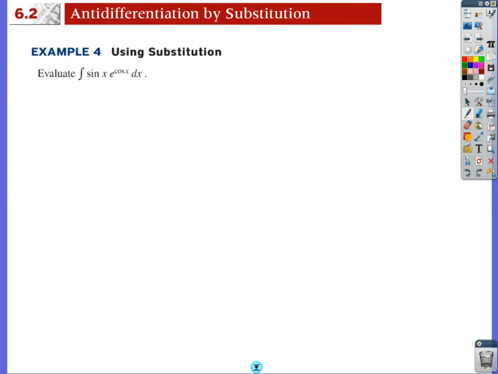What's next? Oh God, that looks horrible. Okay, so the antiderivative of sine x e to the cosine x.